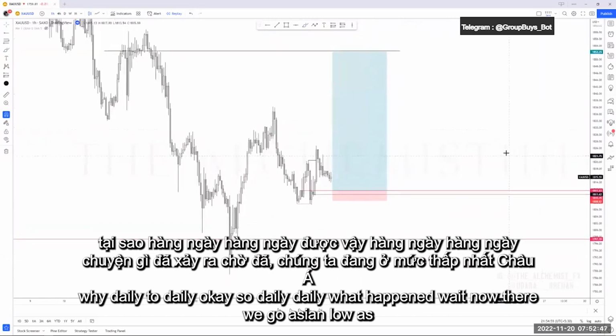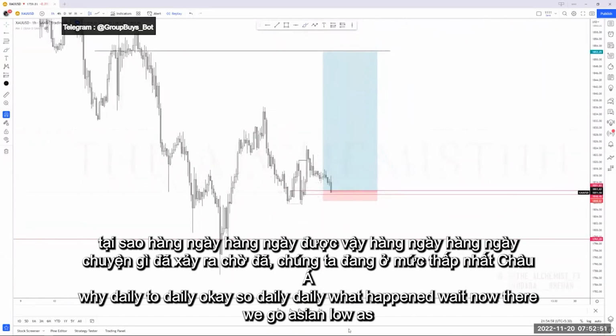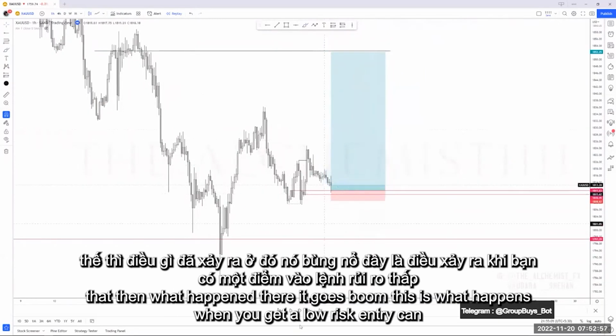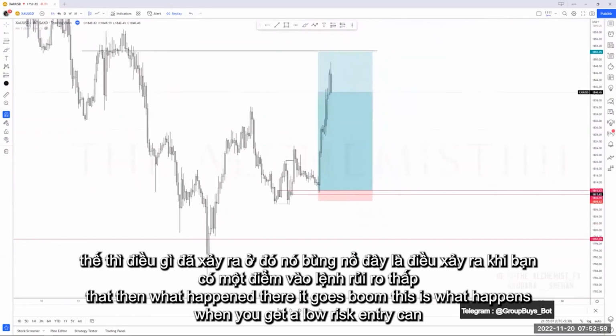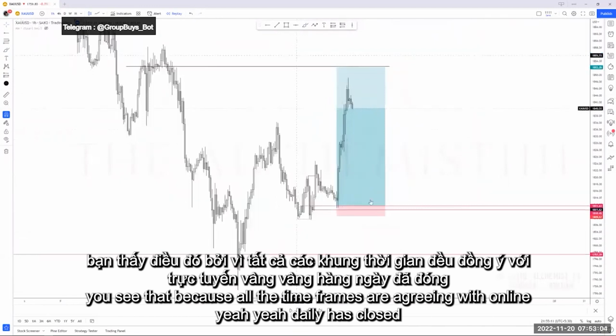Why? Daily to daily. So daily to daily, what happened? Wait, now there we go. Asian low as confluence. This right here was right at London Open, so we have session confluence. Then what happened? There it goes, boom. This is what happens when you get a low risk entry. Can you see that? Because all the time frames are agreeing with each other.